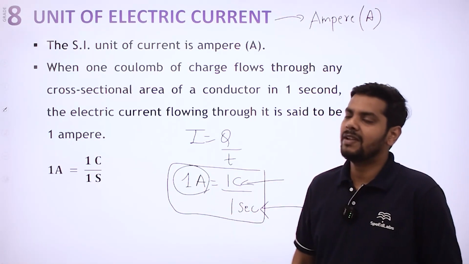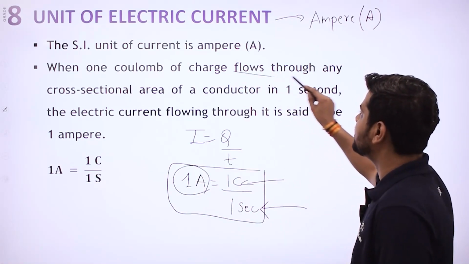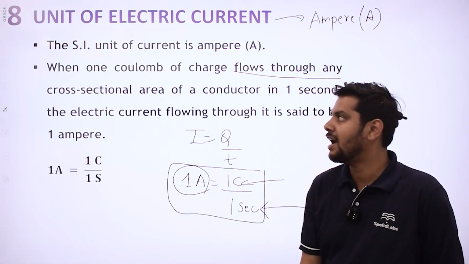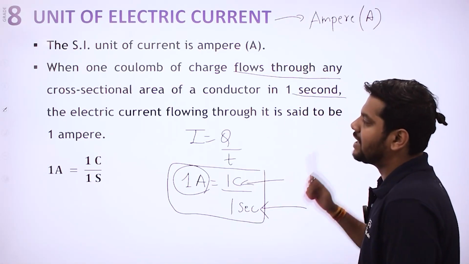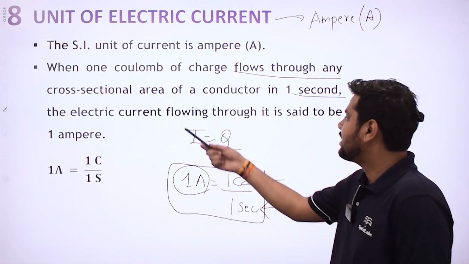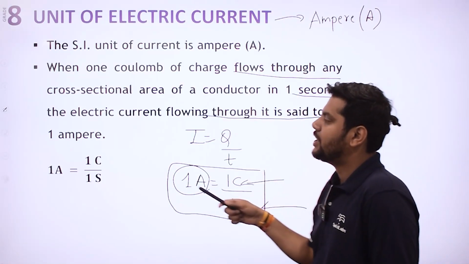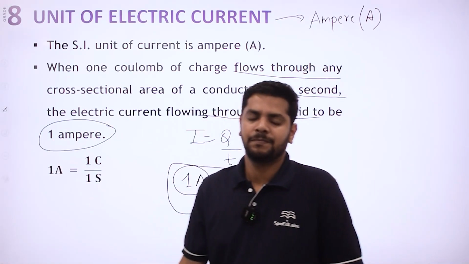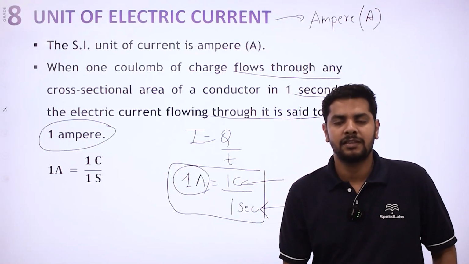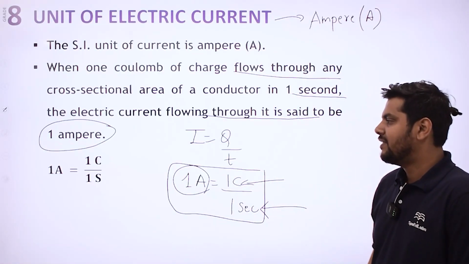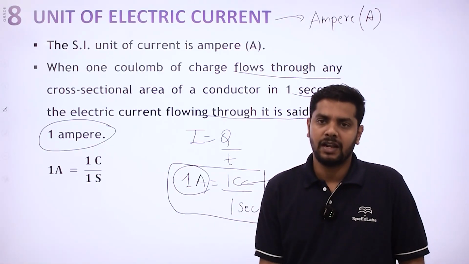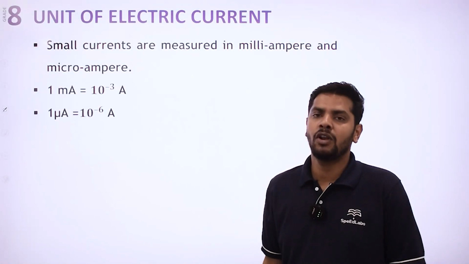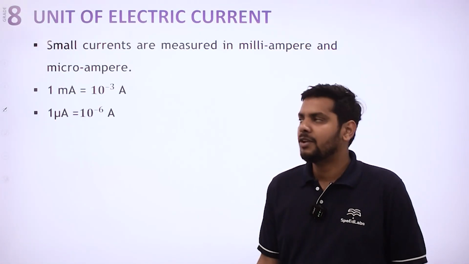Same is written here as well, that when 1 coulomb of charge flows through any cross-sectional area of a conductor in 1 second, then the electric current flowing through it is said to be of how much? It is said to be 1 ampere. So that is how you can remember this particular definition, the definition of 1 ampere of current. Now there are some smaller units as well, and some bigger units as well.